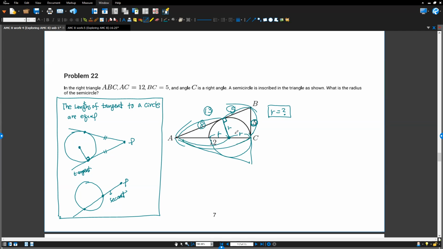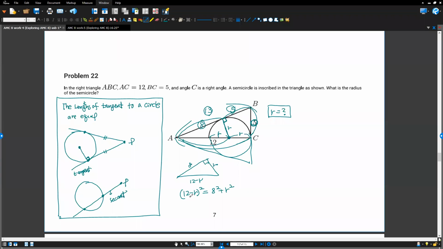This length is how much? 12 minus R, isn't it? So this length is 8. This is R. This is 12 minus R. By the Pythagorean theorem, you know that this one is the hypotenuse squared, right? 12 minus R squared equals 8 squared plus R squared. You know how to expand this one?